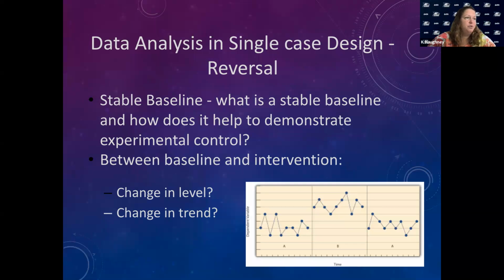Data analysis would be all about that stable baseline. Okay, how does it help demonstrate experimental control? You are taking a look at what's already happening without any question about whether or not that is going to change. So they have 1, 2, 3, 4, 5, 6, 7, 8, 9, 10 points of data there in condition A, right? That's a good amount of data.